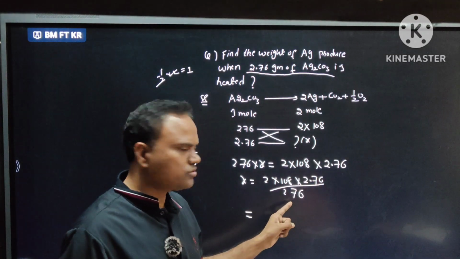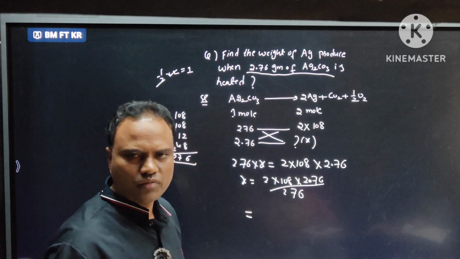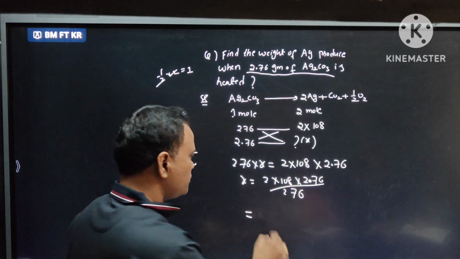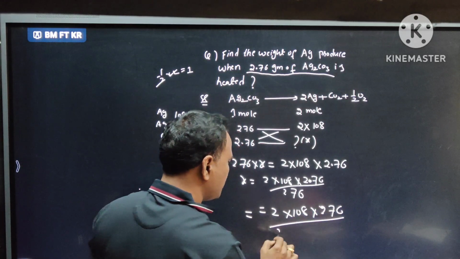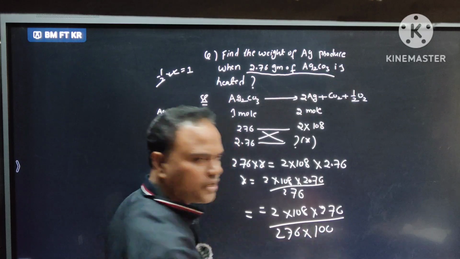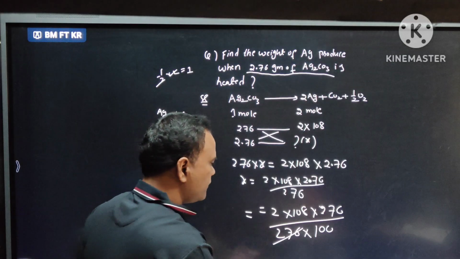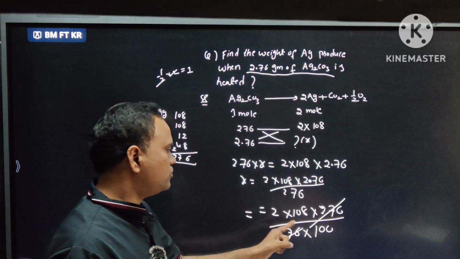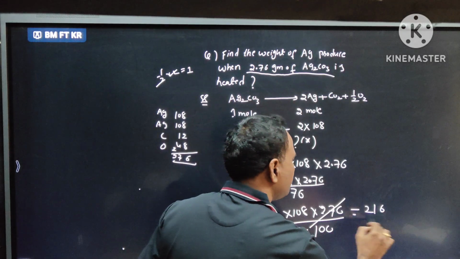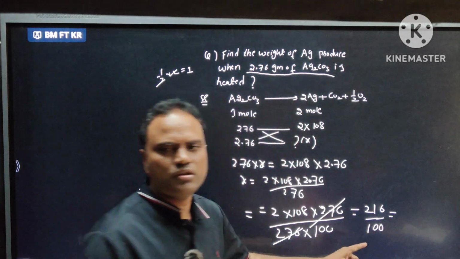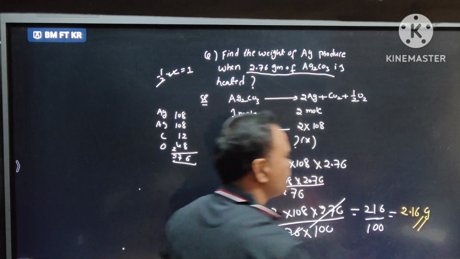See, 276 gets cancelled, but here the decimal point is there. After the point, how many digits are there? 2. So in the denominator, you can write it first like this, if you get any confusion: 276 by 276 into 100. After the point we have 2 digits, so 2 zeros. 276 cancelled. Now 2 into 108 is 216. 216 by 100, so the answer is 2.16 grams.